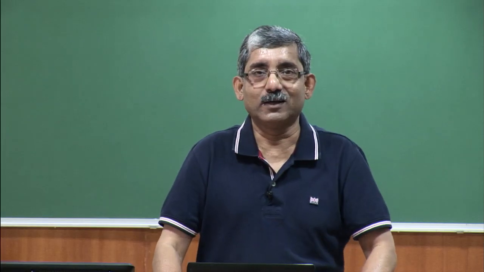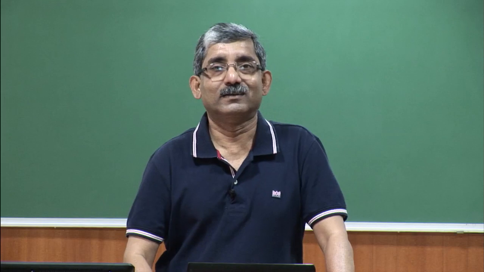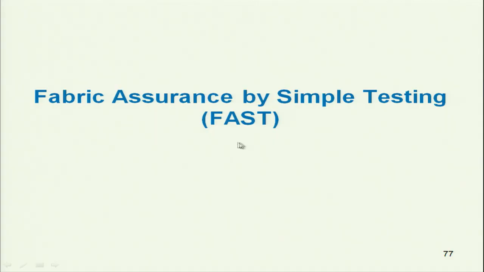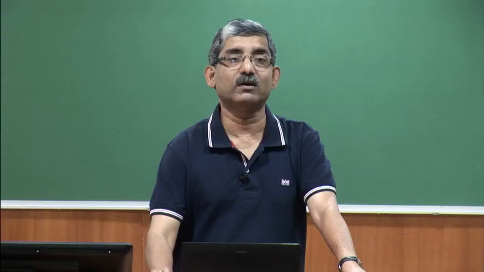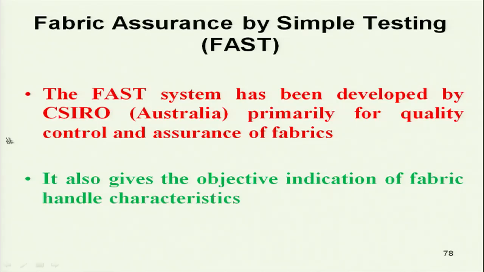Hello everyone. Now, we will continue with approach 4. Next in approach 4 is the fabric assurance by simple testing. In short, it is called FAST. FAST is developed by CSIRO Australia.